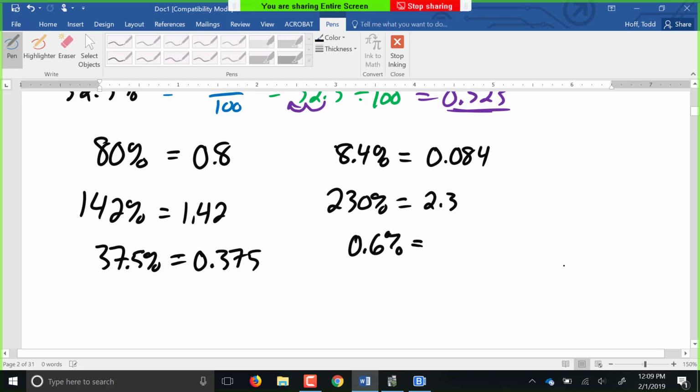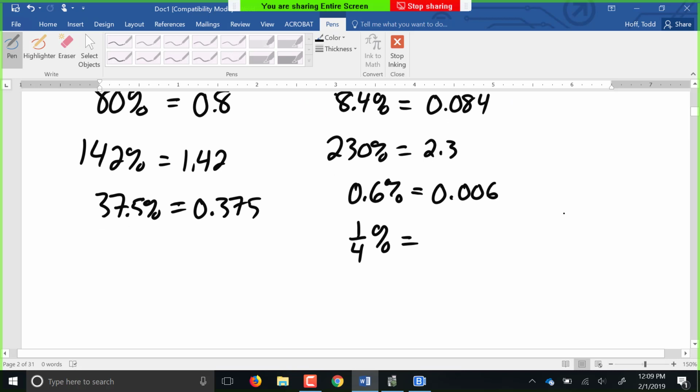0.6% will become 0.006. Here's the one I usually catch people on. 1/4% as a decimal becomes, careful, 0.25, that'd still be a percent. That's just moving it from a fractional percent to a decimal percent. Now to make it a decimal would be, perfect, 0.0025.